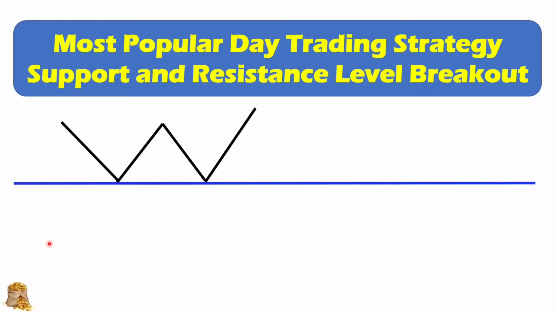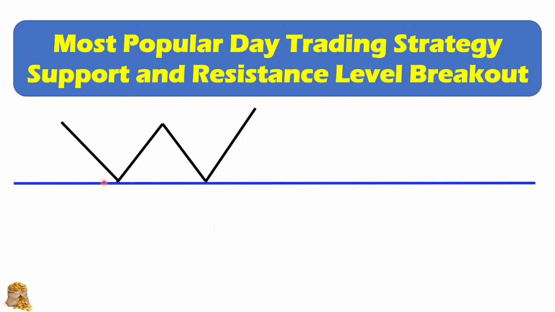The most popular day trading strategy is the support and resistance level breakout. A lot of people do not see the trend line, but they do see the support and resistance levels. Here is how it works. When the market makes either two highs or two lows horizontally, we can draw a horizontal line. So this line is the support or resistance level.